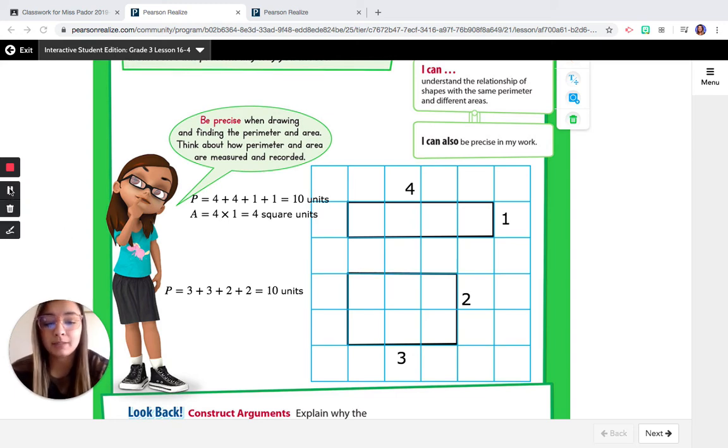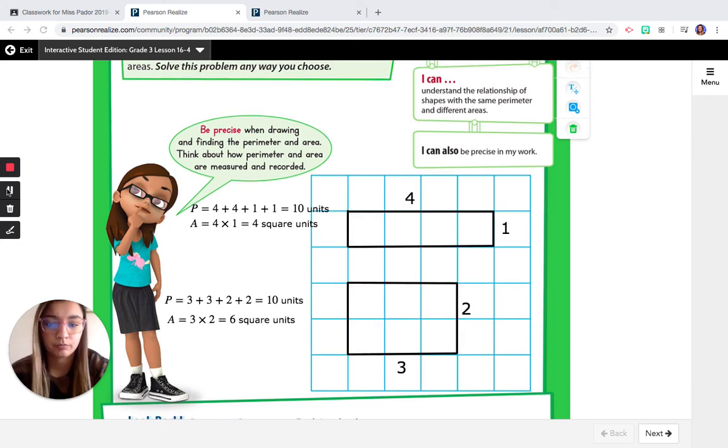Because the problem asked me to compare areas of the rectangles, my second step is now to find the area of this rectangle. So I'm going to go ahead and do that for you. Okay, so I went ahead and did the area for you, remembering that to find area, we multiply one side by the other, or length times width. So I went ahead and did 3 times 2, and that equals 6 square units. So the last part of this problem, it wants us to compare the area of each of the shapes.